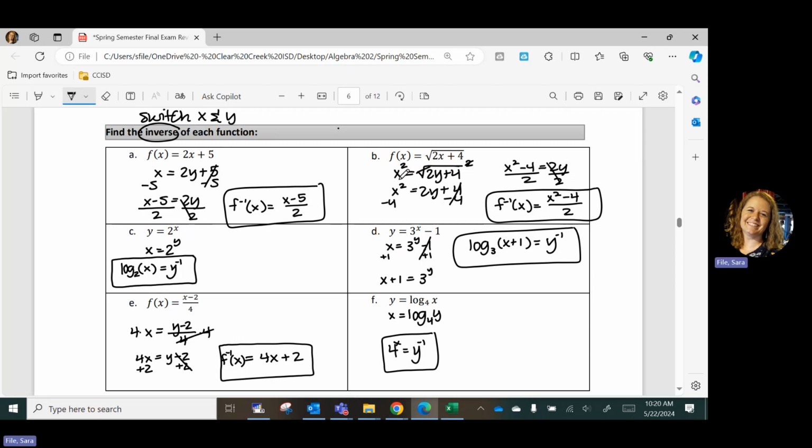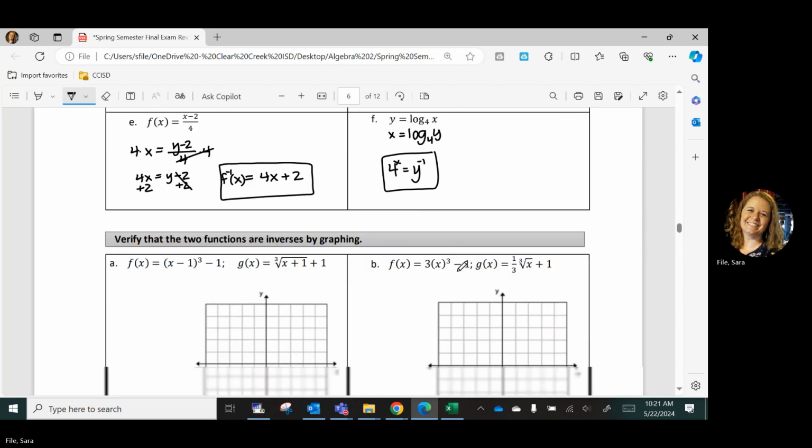Now again, all of those you could have done graphically. You could see the original graph and then type in the answer choices and see which one is a reflection across the line y equals x. So as long as you understand graphically what inverses look like, that they reflect across the line y equals x, you can work them backward from the answer choices that way in Desmos.